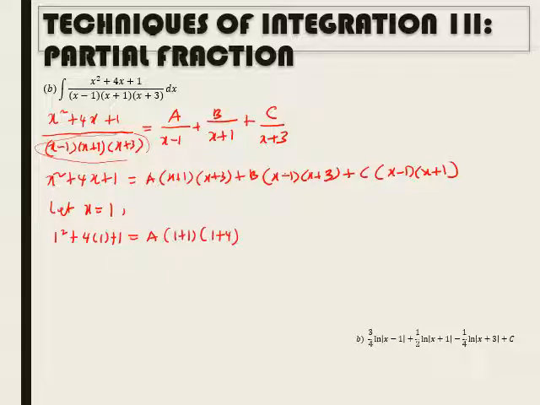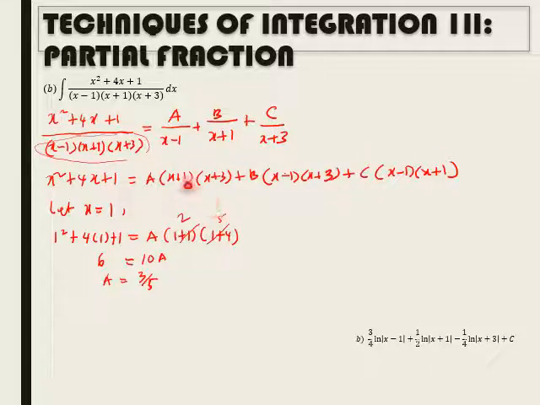So let us simplify this. 1 plus 4 is 5, 5 plus 1 is 6. This is 2, this is 4. So 2 times 4 will be 8a. So a is equal to 6 over 10, which is equal to 3 over 5. So we obtain a.